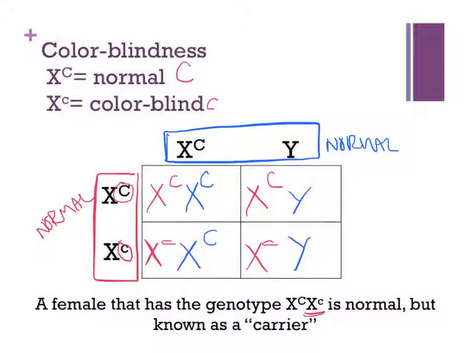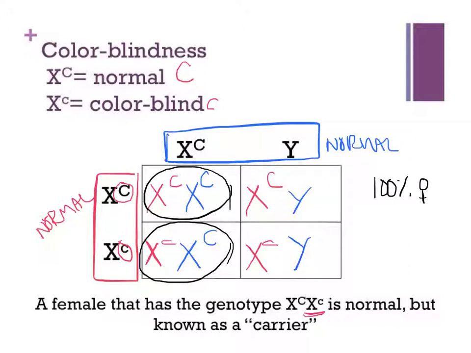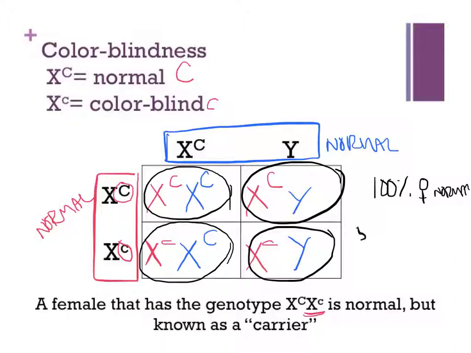In this case, we know that this female is normal, 2 big C's. This female is normal, but a carrier, heterozygous. So 100% of the females are normal. This is our phenotype again. And then in the males, we've got 1 normal and 1 colorblind. So for males, we've got a 50-50 ratio of normal to colorblind. And this is exactly why we tend to have more males that are colorblind than females that are colorblind.